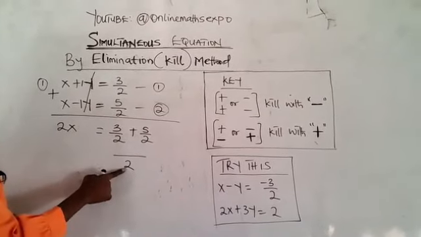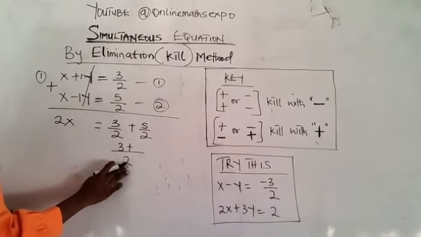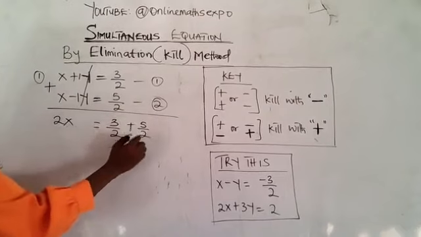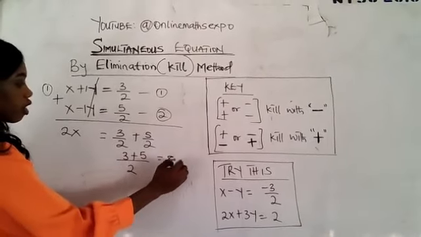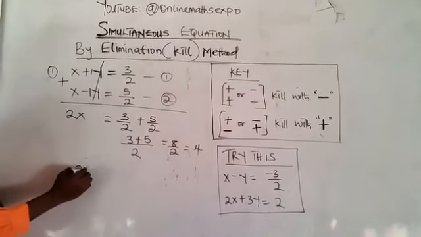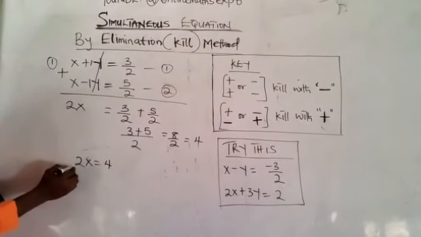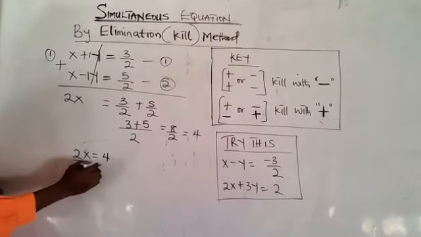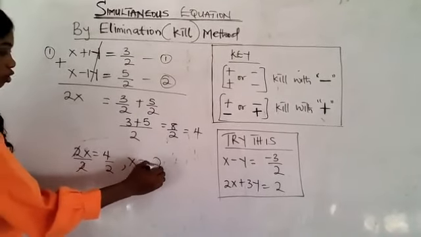2 divides itself is 1. 1 times 3 is 3. Plus 2 divides itself is 1. And 1 times 5 is 5. 3 plus 5 will give us 8 over 2. And 8 over 2 is equal to 4. In that case, we are having it that 2x is equal to 4. So if you want to find x, we divide by the coefficient, which is 2, on both sides. In that case, our x will give us 2.